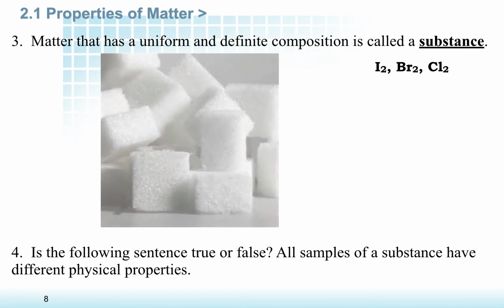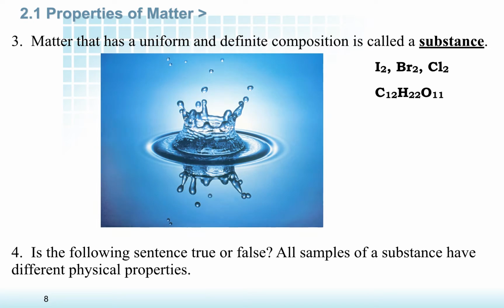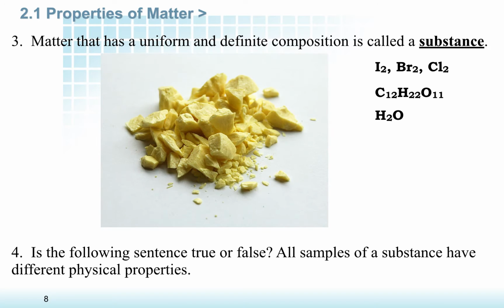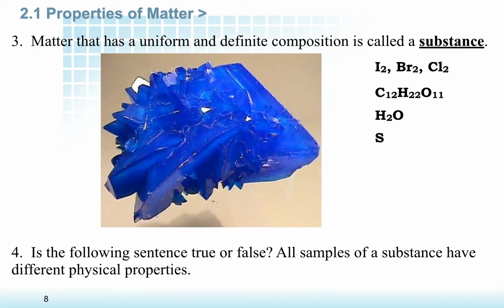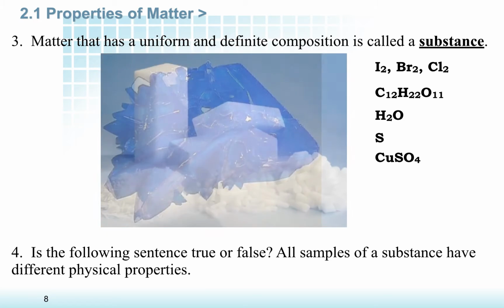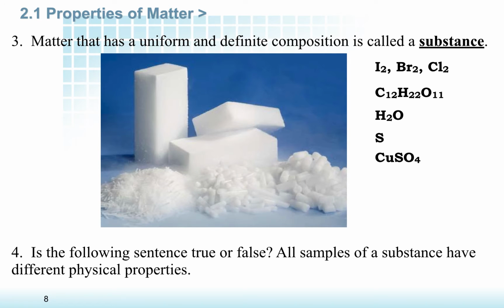The next one looks like sugar cubes. It is. The formula for sugar, or sucrose, is C12H22O11. H2O, water, is another substance. That is sulfur, S. The blue crystals are copper(II) sulfate, which is CuSO4. This last one's kind of tough. They're all different. Some people think that they're styrofoam or whatever, but they're not. They're actually solid carbon dioxide, which we call dry ice.